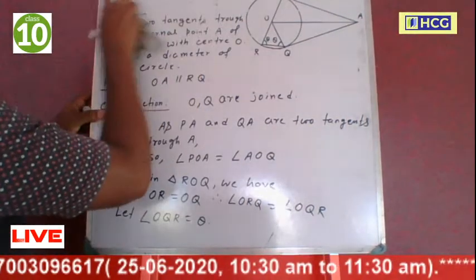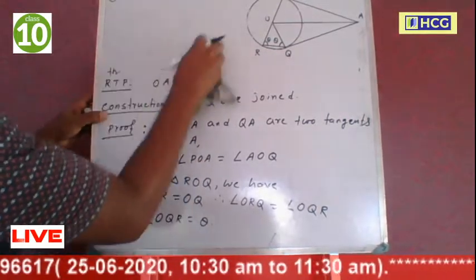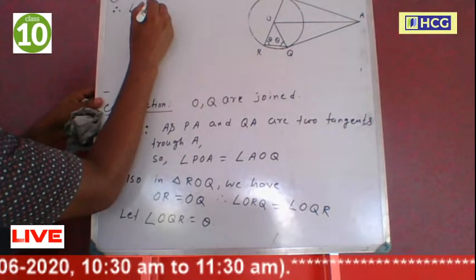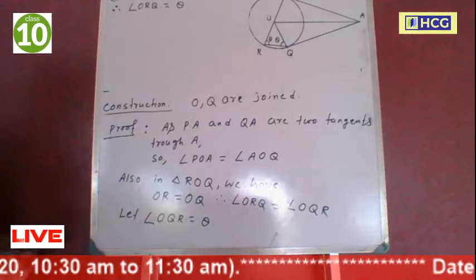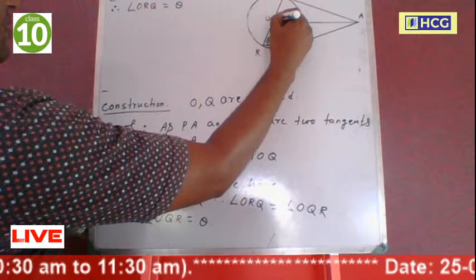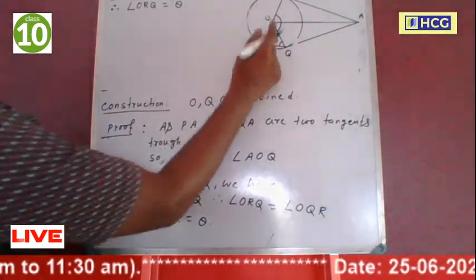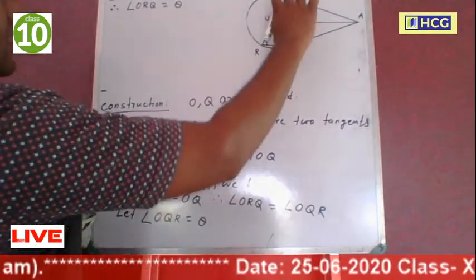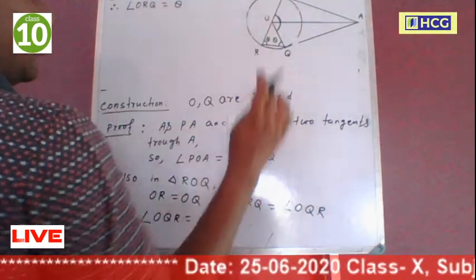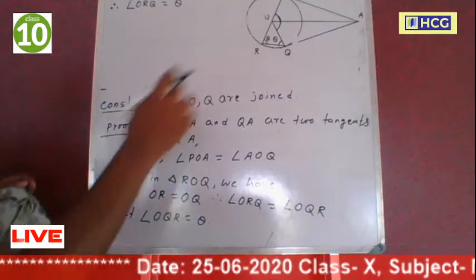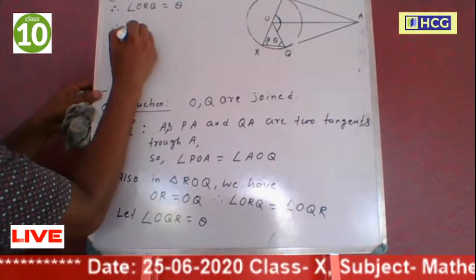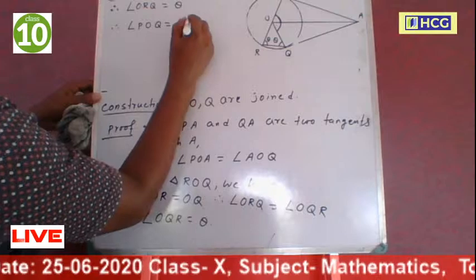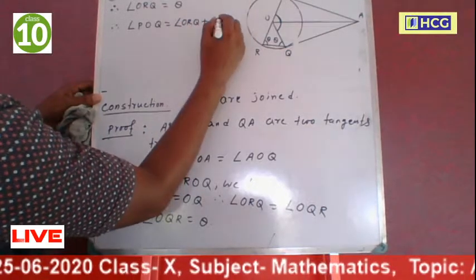Therefore angle ORQ equals theta. Now this is an external angle of the triangle ROQ. An external angle equals the sum of the two opposite interior angles. So angle POQ equals angle ORQ plus angle OQR.